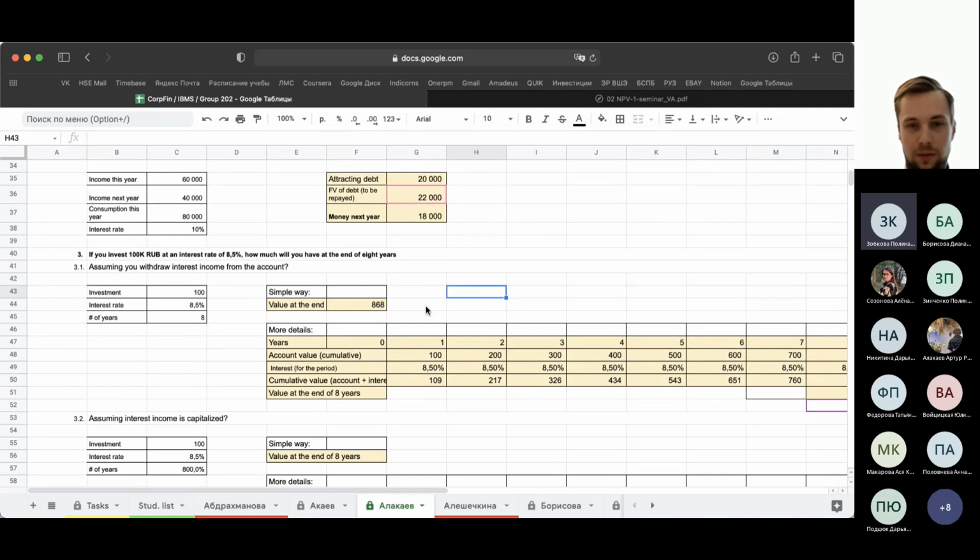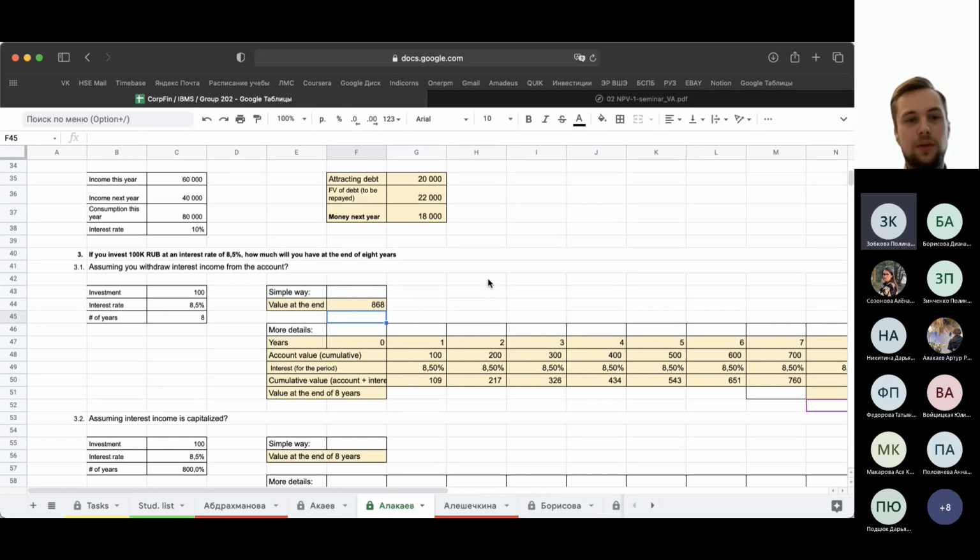Well, okay. Let's look at it. So what is going on here? So we have the starting value of investment, which is 100. We multiply our initial investment by the interest rate, and as we withdraw from the account every year, we just multiply the resulting amount by the number of years, which is 8, and get the final result. Yes, you're absolutely right.